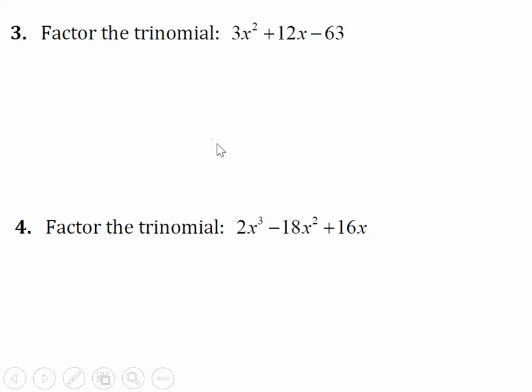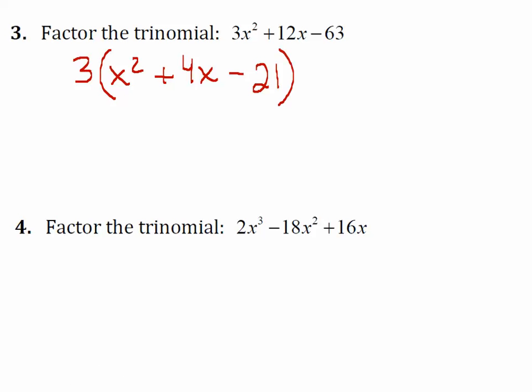All right, doing number 3 together here. Everybody hopefully noticed, hey, you know what? A 3 can go into all of these numbers here, right? So 3 has to be factored out first. Leftovers with an x squared plus 4x minus 21. Hopefully you did that.